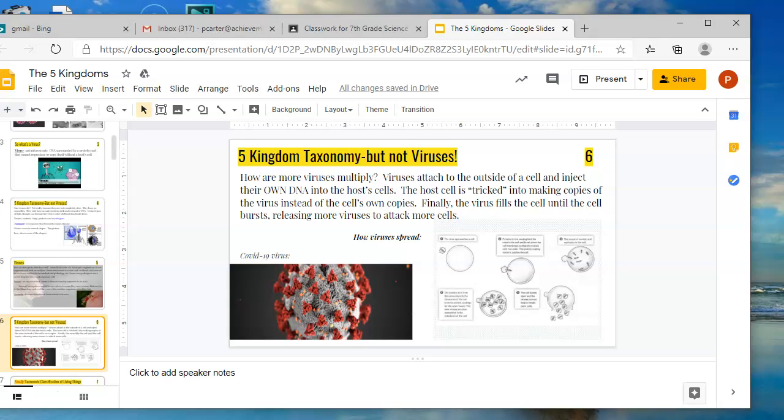Five-kingdom taxonomy, but not viruses. How do viruses multiply? Well, viruses attach to the outside of a cell and inject their own DNA into the host's cells. The host cell is tricked into making copies of the virus instead of the cell's own copies. Finally, the virus fills the cell until the cell bursts, releasing more viruses to attack more cells.